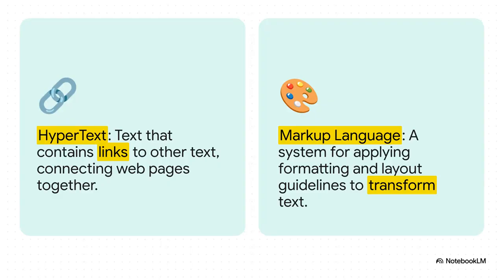Let's break that down, because both parts are really important. Hypertext was the revolutionary idea here. It's just text that contains links to other text. That's what creates the web of pages we all surf every day. The markup language part is how we give that text structure. We use these simple tags, or commands, to tell the browser, hey, this is a main heading, or this is a picture. It's basically the instruction manual for your content.